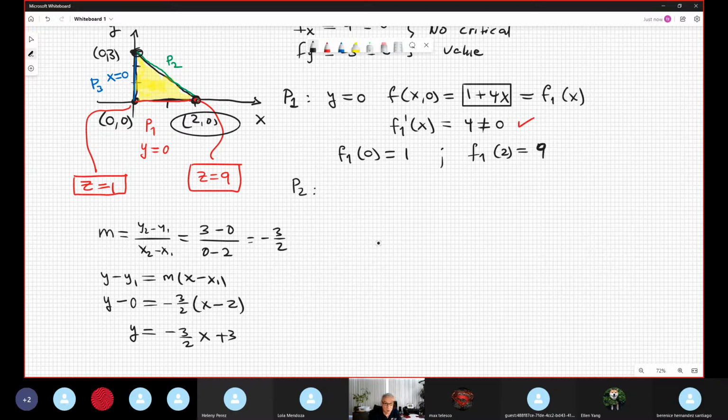Now, what should I do? Well, if you declare that this equation represents path number 2 in green color, when you evaluate in my surface, which by the way is a plane, that is the reason it's nice, 1 plus 4x, and you replace minus 5.